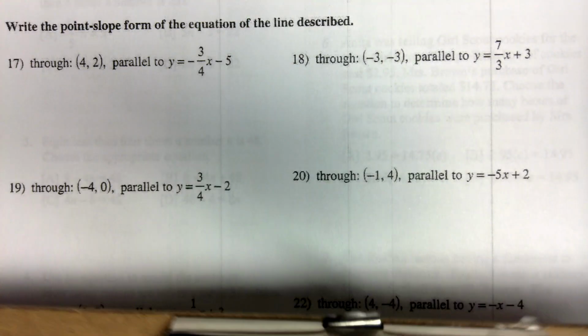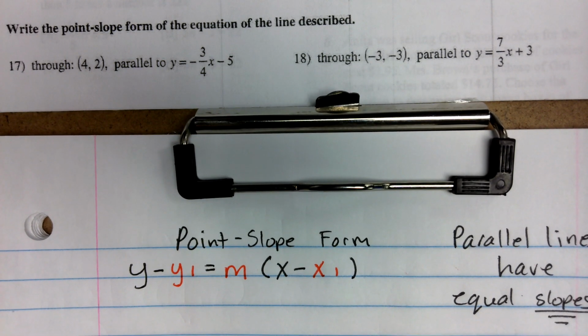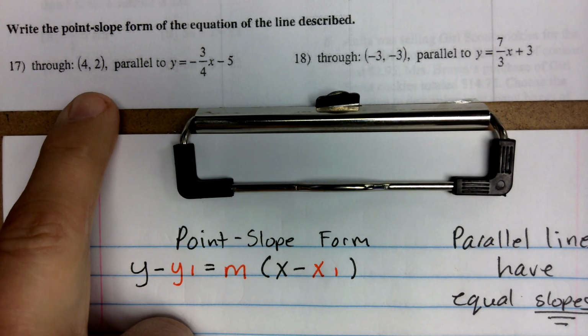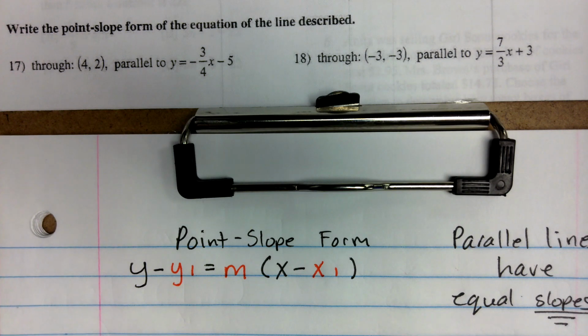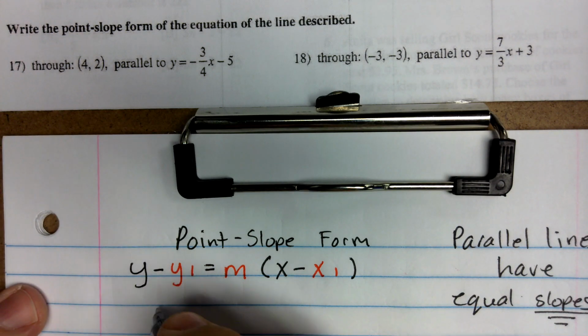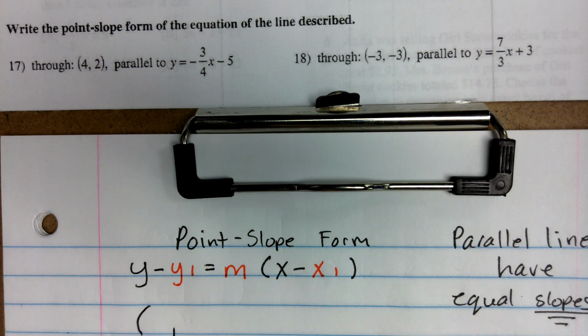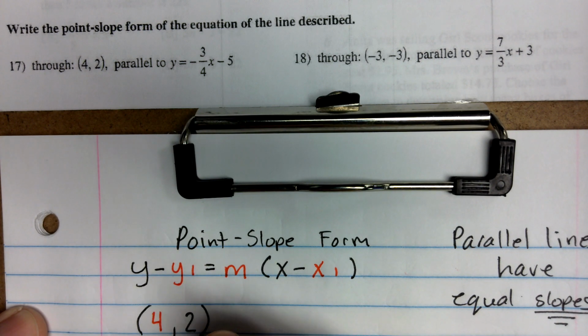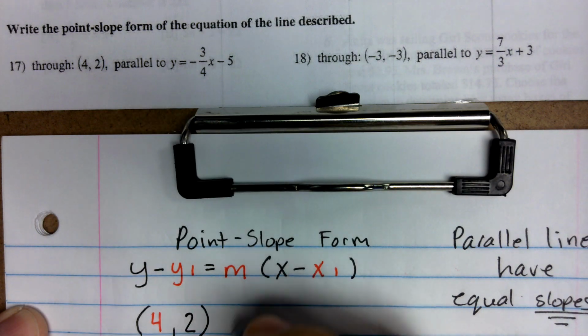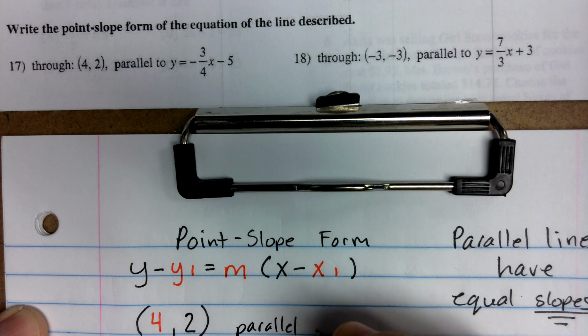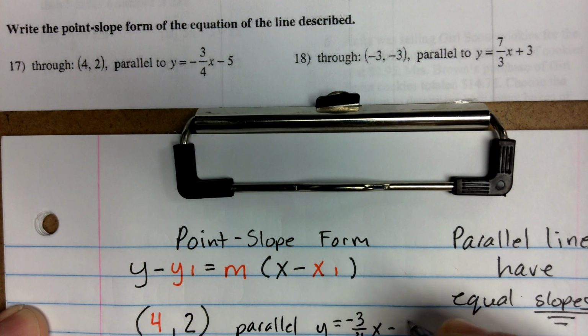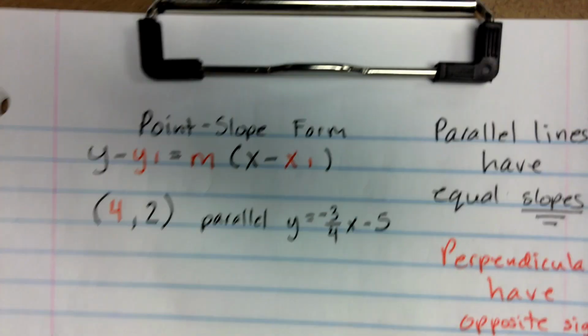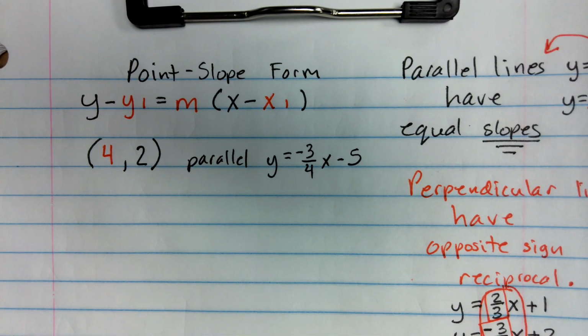Now we are going to use this point slope form. Notice it wants us to go ahead and write something in point slope form, and that goes through 4, 2. So I'm going to go ahead and write that ordered pair down on my paper. So I have 4 for the x value, 2 for the y value, and then it says it's parallel, so I'm going to write that parallel to y equals negative 3 over 4 x minus 5. So we got all the information we need.